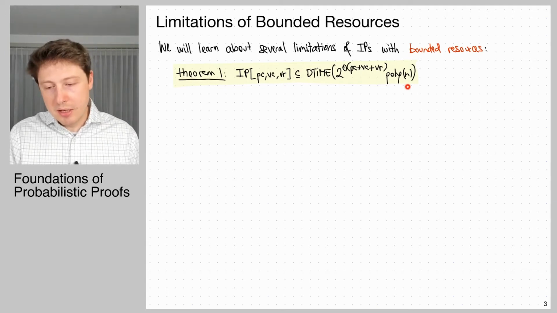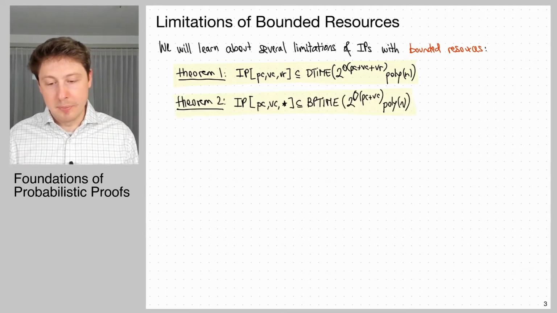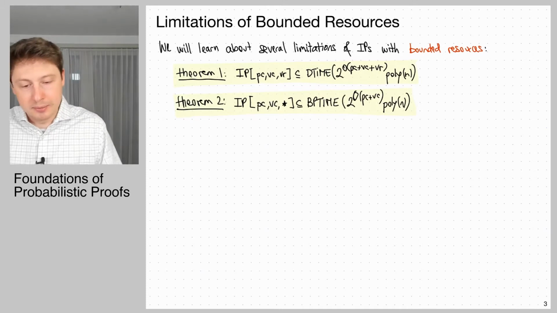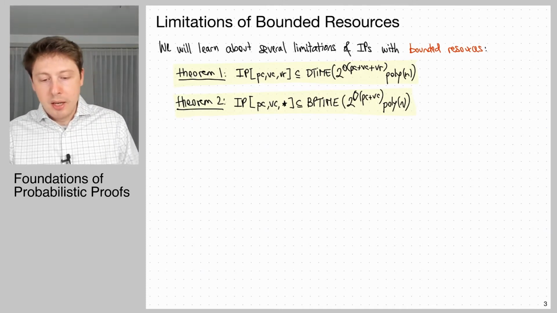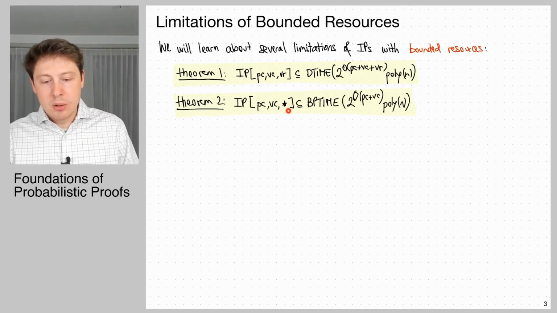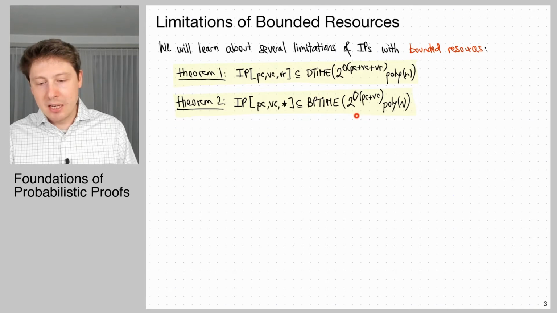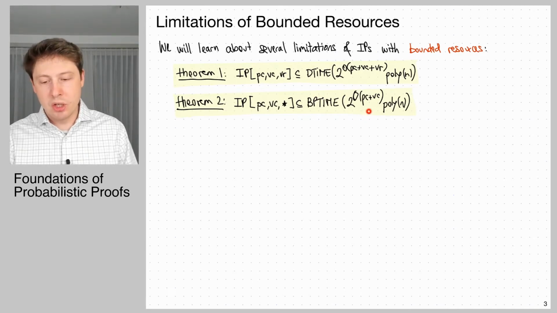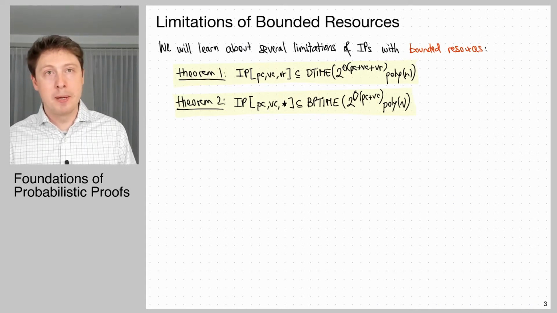But this is going to set the groundwork for a theorem that is maybe much less clear. If we put no restrictions on the verifier randomness, then we're still going to be able to decide the language in time that is exponential in the relevant communication complexity, the two-way communication complexity. But we're going to have to use some randomness somewhere. We will see later why using randomness is important for this inclusion.